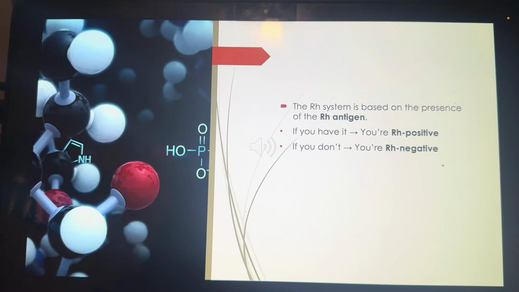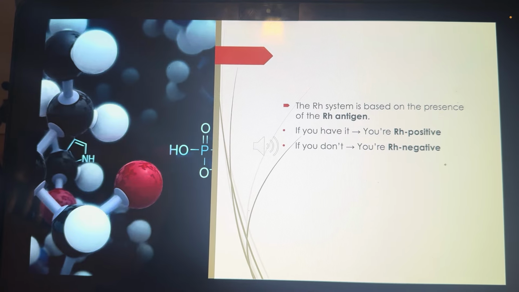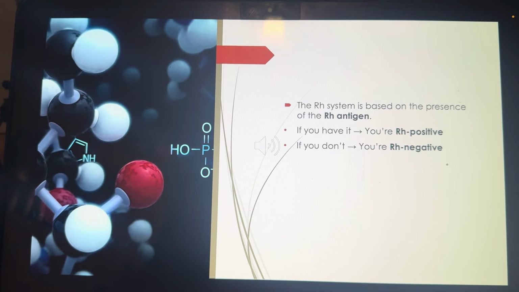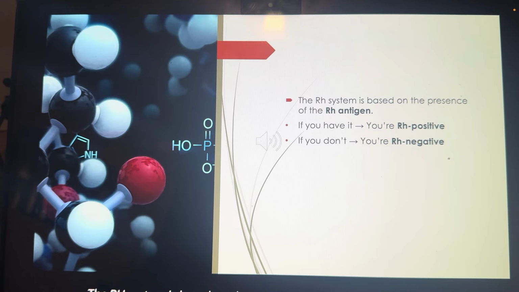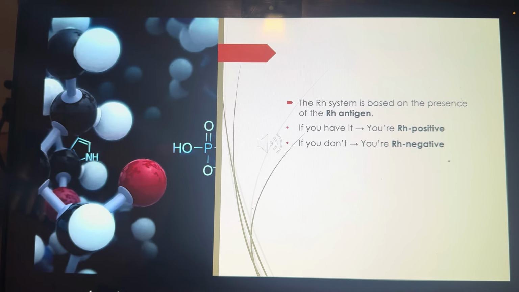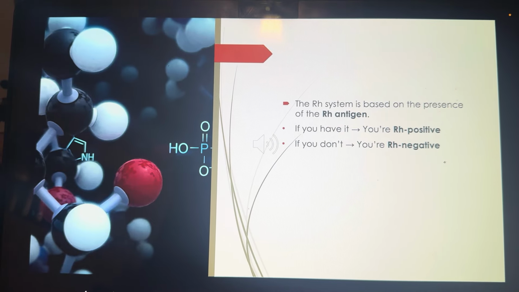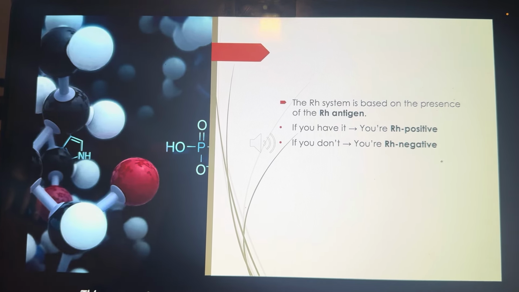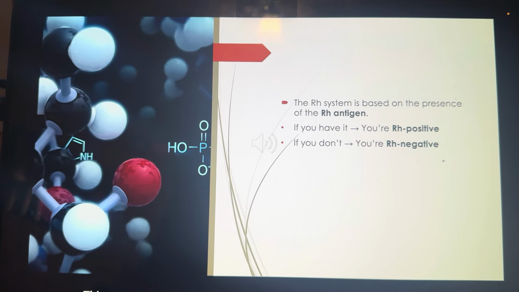The Rh system is based on the presence of the RhD antigen. If you have it, you're Rh positive. If you don't, you're Rh negative. This creates 8 common blood types: A positive, A negative, B positive, B negative, AB positive, AB negative, O positive, and O negative.